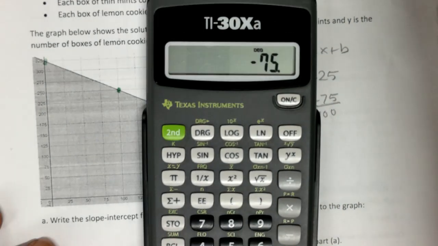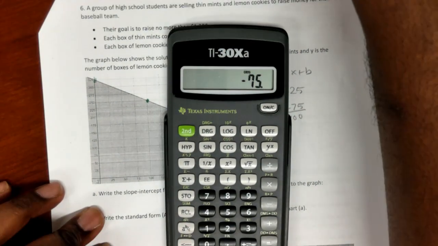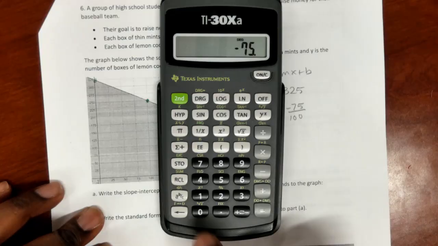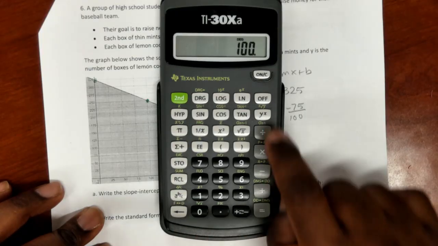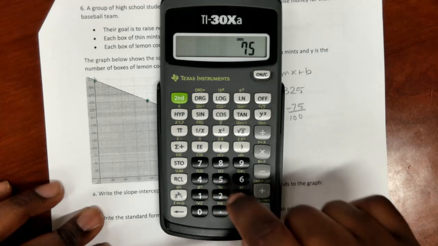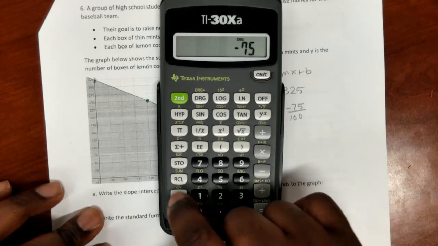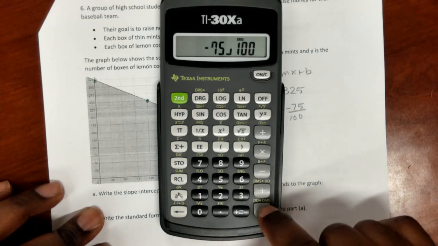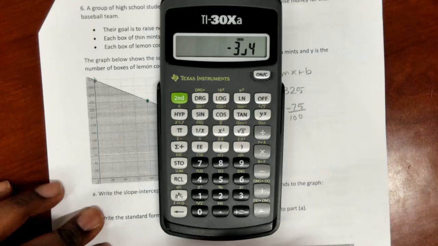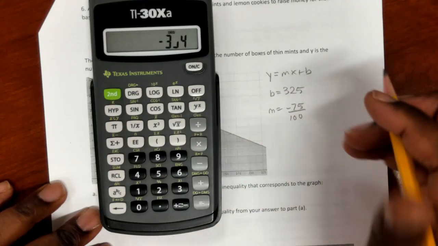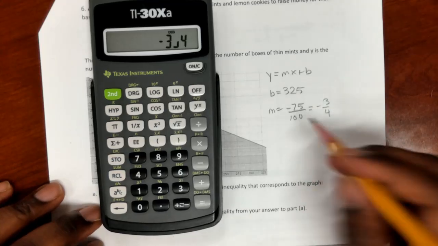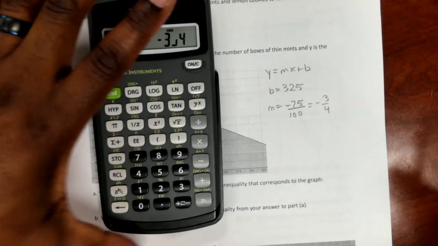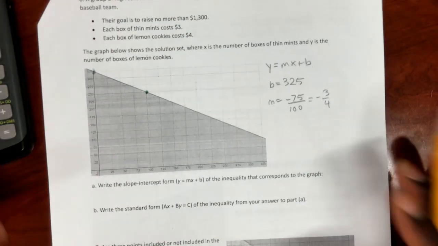So you can press negative 75 ABC 100, and then press equals, and it reduces this down for you. So it's negative 3 over 4. Or if you just think about it with quarters, same thing, negative 3 over 4, right? So this is your m.